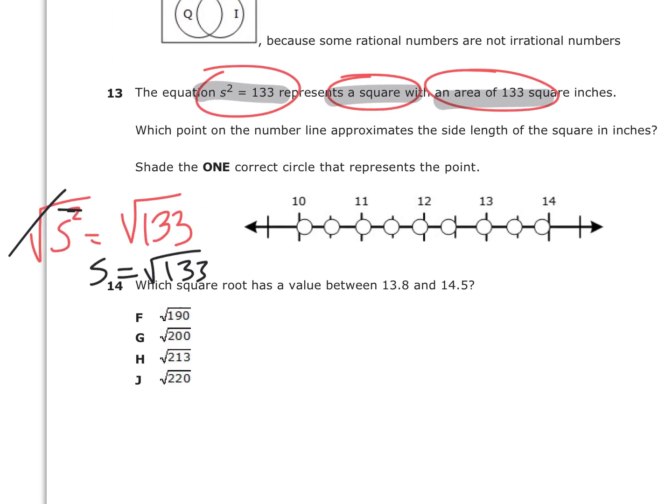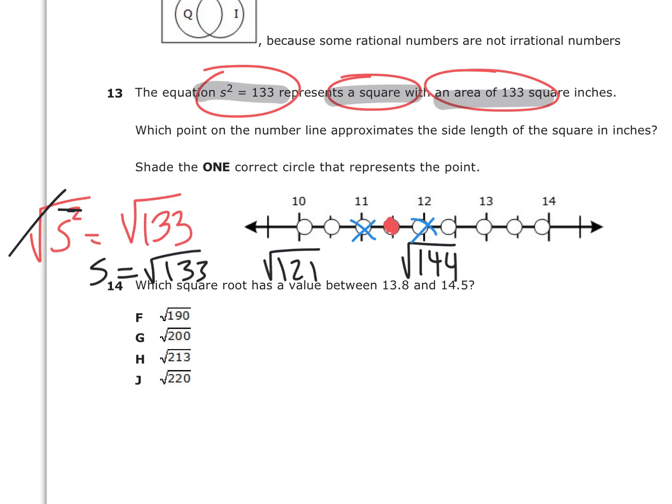Okay, so what is a perfect square less than this value? What's a perfect square less than that value? 121. Square root of 121. And what's a perfect square larger than that? 144. The square root of 144. So where are those two numbers on the chart? 11 and 12. Here and here. And this number is where? In the middle. In between them. So I hope we got that as our value.